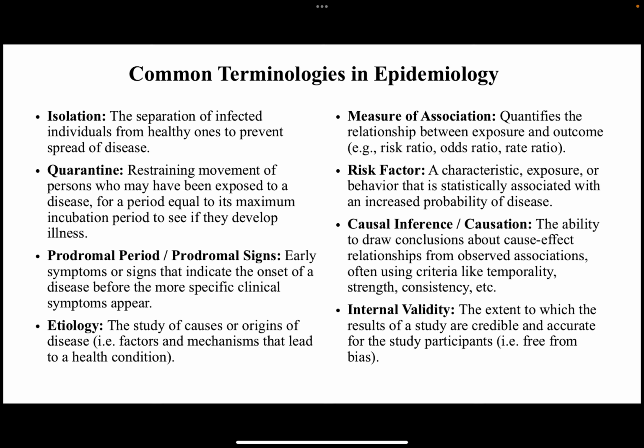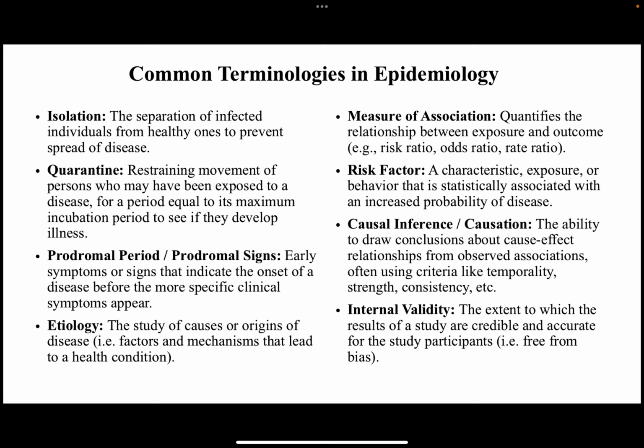Okay, good. Now, the next thing we will look at is what we call causal inference, or causation. In epidemiology, we have these very interesting terms: causal inference, or what we call causation, or disease causation. Causal inference basically is about determining whether an observed association truly shows cause and effect.